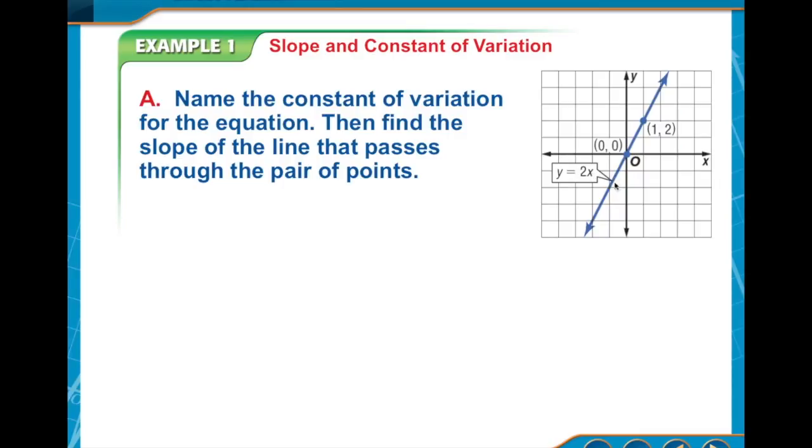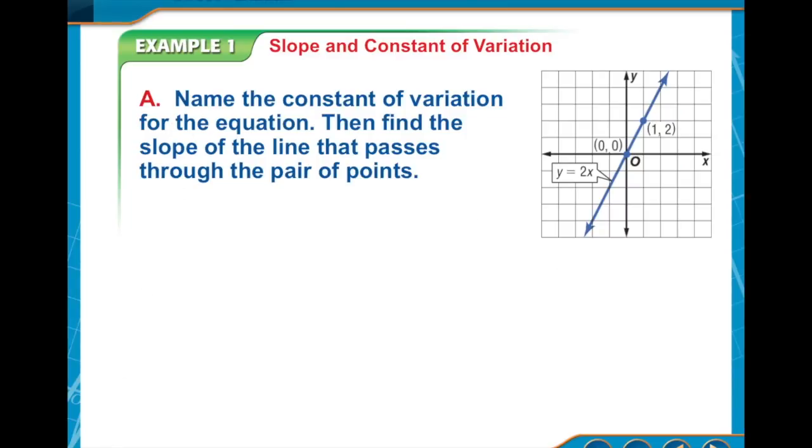So notice there's nothing added here. There's no 2x plus 1, 2x minus 6. It's just 2x. So any equation that is direct variation will look like this. Some number times x, and that's it. So it's going through the origin, we have that graph.